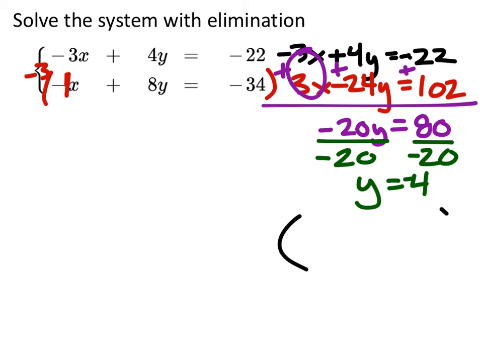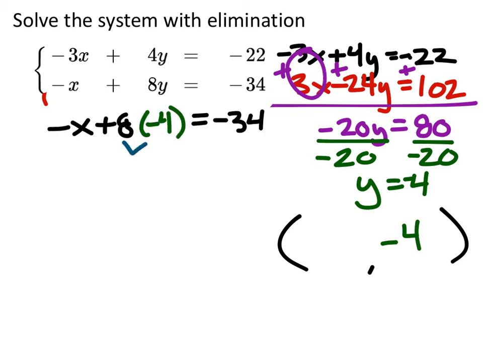So we can put this into an ordered pair. Y is negative 4. All right, so we'll use the bottom equation to solve for x then. So let's multiply these two. That's a negative 32. And now we'll add 32 to both sides.